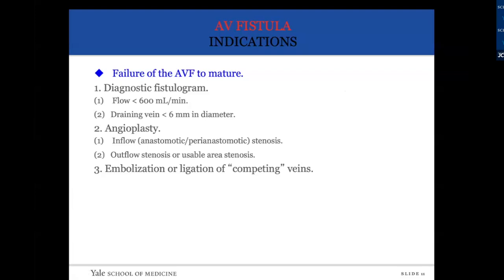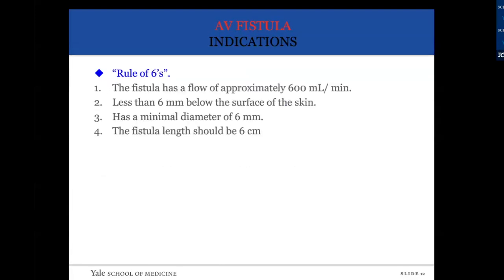But failure to mature has a lot of implications, and usually the problem is that there's not really good inflow. So the arterial anastomosis usually has a problem, or there is a big draining vein close to the arterial anastomosis that needs to be closed or embolized, and those are competing veins. So this is the rule of 6.